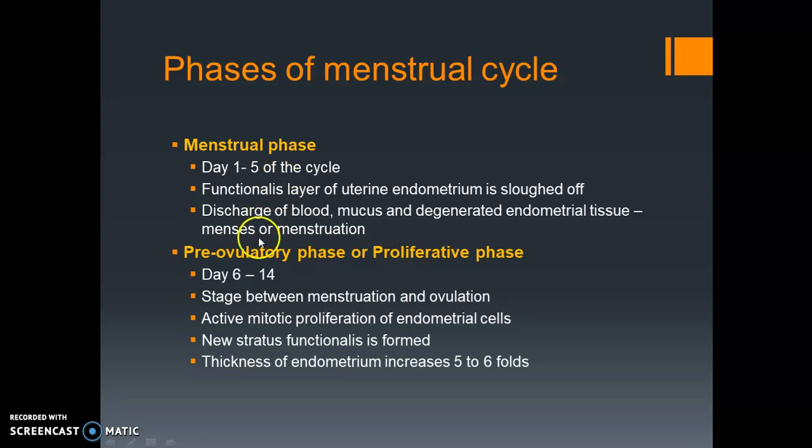The next phase is the pre-ovulatory phase or the proliferative phase. It lasts from day 6 to day 14, and it is the stage between menstruation and ovulation. On day 5, menstruation is over, and after that the pre-ovulatory phase starts.